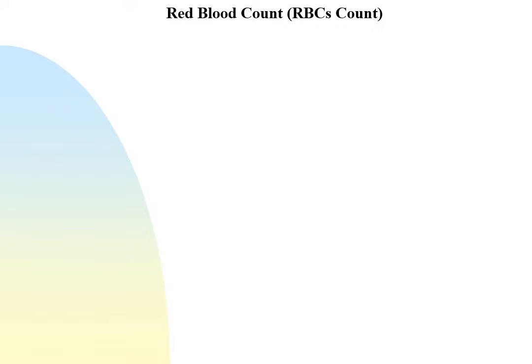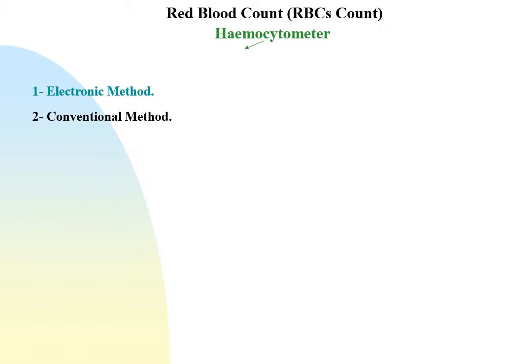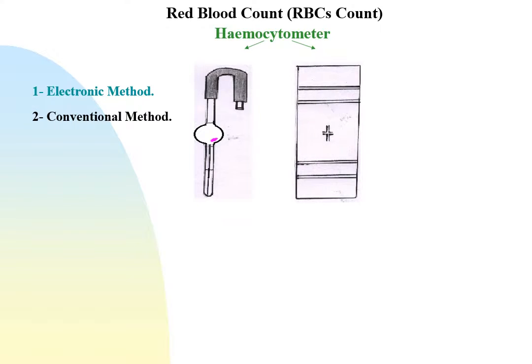Red blood count, or RBC count. This is counting the number of RBCs in 1 cubic millimeter. This could be done by the electronic method, where recent electronic counting devices are now used in hematology labs to automatically count the red cells in blood samples. The conventional method is another method for counting RBCs, using the haemocytometer to count the number of RBCs in a single cubic millimeter.